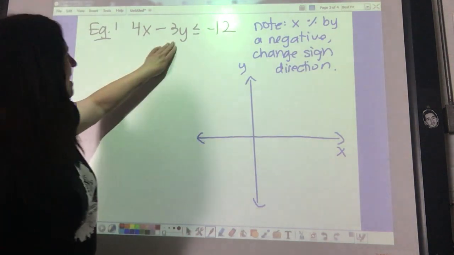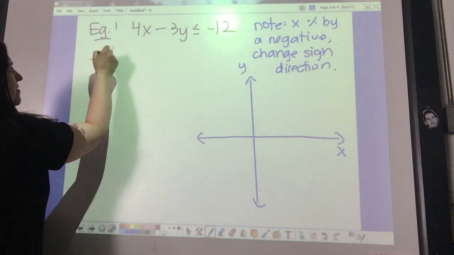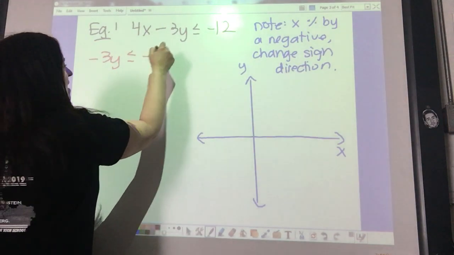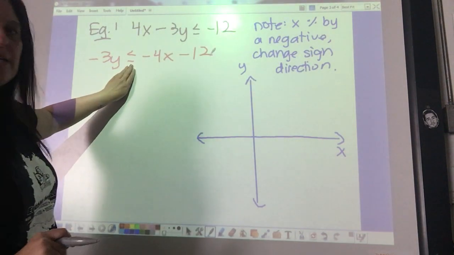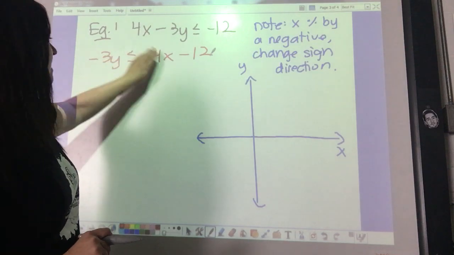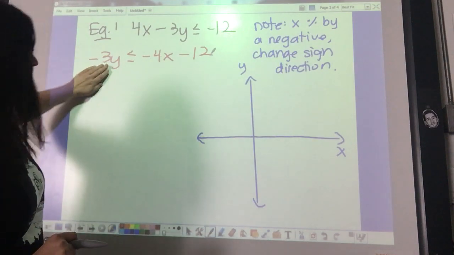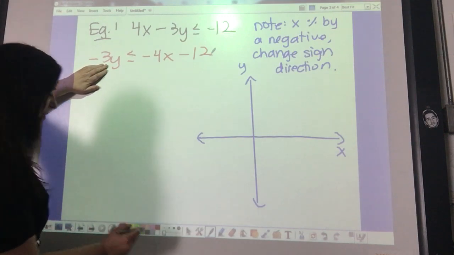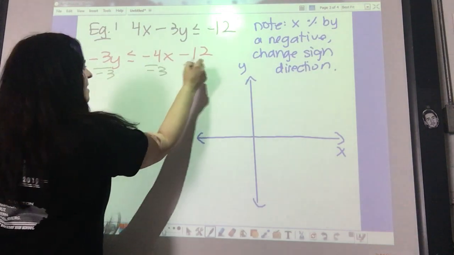Okay, so 4x minus 3y is less than or equal to negative 12. First, we have to get it into slope-intercept form. So I treat this inequality like it's an equal sign. I don't write it as an equal sign. Just to get rid of the 4x, I would subtract 4x from both sides. Now, to get it into slope-intercept form, I can't have a negative 3 here. So to get rid of the negative 3, I have to divide each term by negative 3.